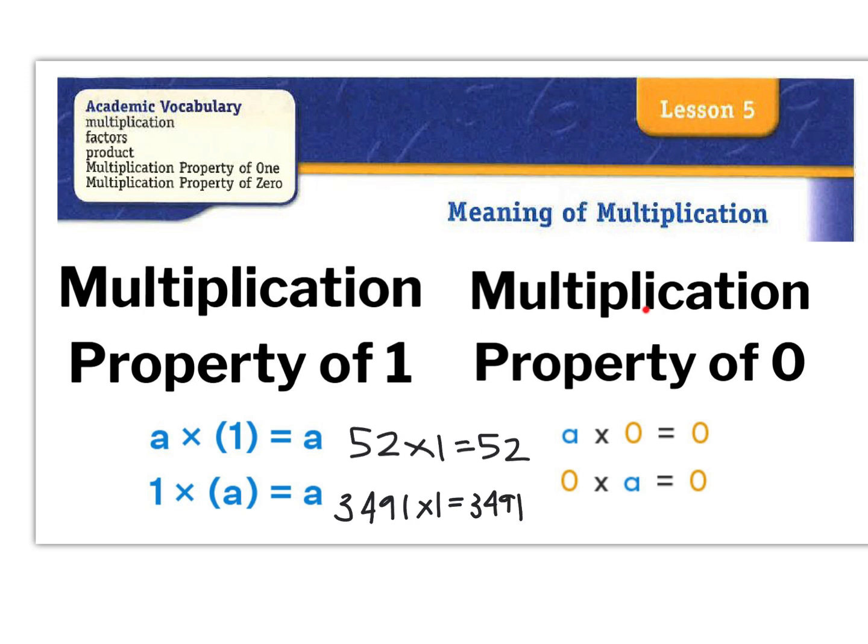Now, the multiplication property of 0, anytime, no matter how big, how small the number is, anytime you multiply by 0, the answer is 0. Always, always, always.